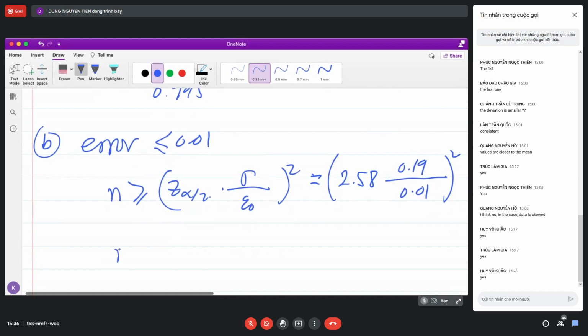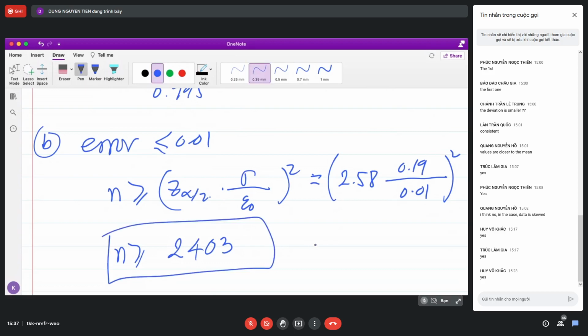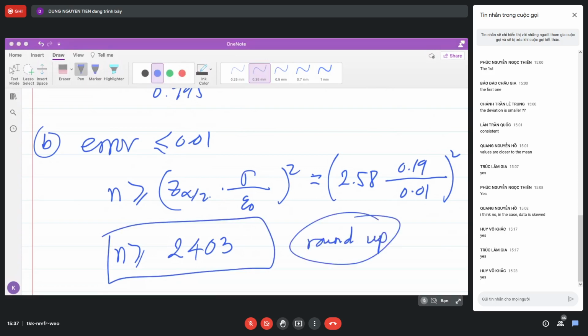So you can say that n is greater than or equal to 2403. You need to round up the answer. Okay. Is that clear, everybody?